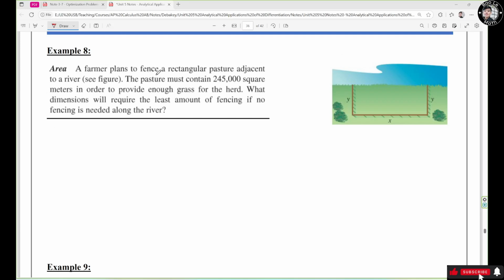A farmer plans a rectangular parcel adjacent to a river. See the figure right here. The parcel must contain 245,000 square meters. This is actually the secondary equation, so you have s times y equals 245,000. In order to provide enough grass for the herd, what dimensions will require the least amount of fencing, if no fencing is needed along the river? So we need to find the minimum value. We don't need this side, now we just need this side and this side.